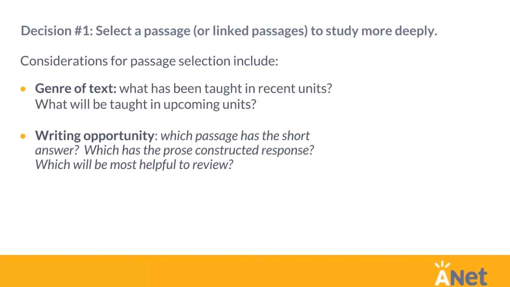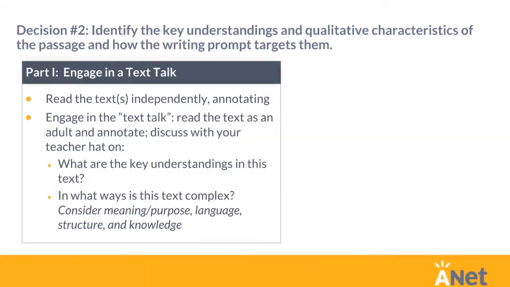For this example in this screencast, we will be using a 3rd grade interim assessment passage titled Adorable Dormice. Now that we've identified our text, let's move forward to Decision 2. Identify the key understandings and qualitative characteristics of a passage and how the writing prompt targets them. Take a moment to pause your screencast in order to read the text, Adorable Dormice.